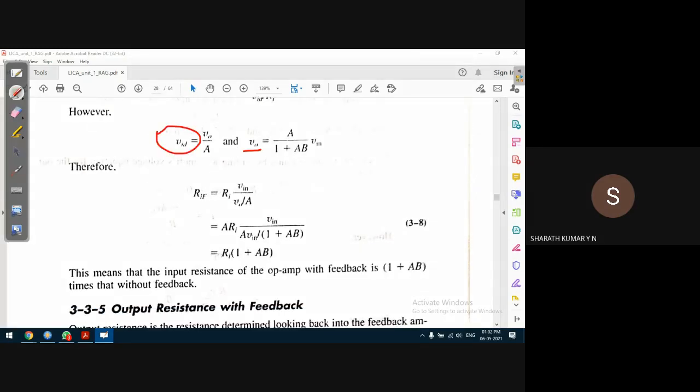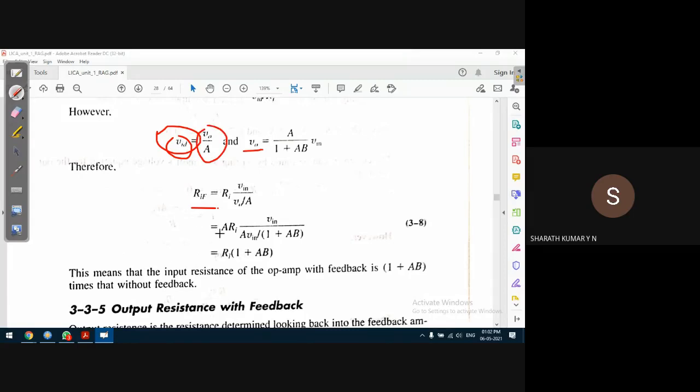Output voltage is V naught. So RiF can be written as Ri into that expression, guys: Vi divided by V naught into A, because for the output voltage we can write the differential input voltage by rearranging it as V naught by A.